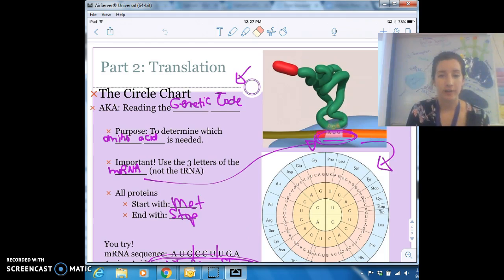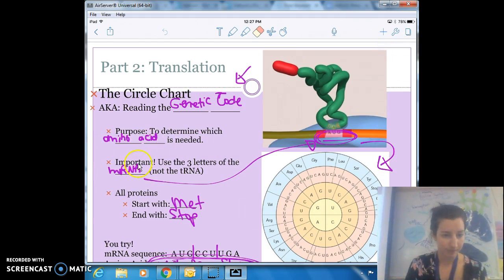The circle chart is how we read the genetic code. The purpose is to determine which amino acid is needed. It's very important. You must use the 3 letters of the message, of the mRNA. So the 3 little letters on this guy, not on the tRNA, because that is our message. That's like our code.